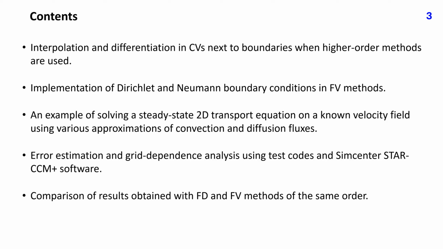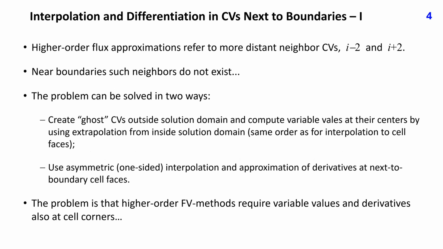Finally, results obtained with finite difference and finite volume methods on grids with the same resolution are compared, with a surprising outcome. Higher order flux approximations refer to more distant neighbor control volumes like I-2 and I+2. Such neighbors do not exist near boundaries. This problem can be solved in two ways.